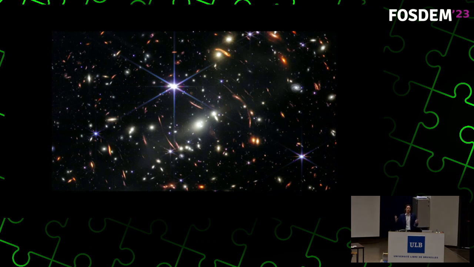Galaxy clusters are the largest gravitationally bound objects in the universe. They're the most massive objects, having billions and billions of solar masses, billions of times more massive than our own sun, and are the largest collections of objects. And what you're seeing in this image is not only the galaxies which are part of this cluster, but you're also seeing the effects of general relativity.